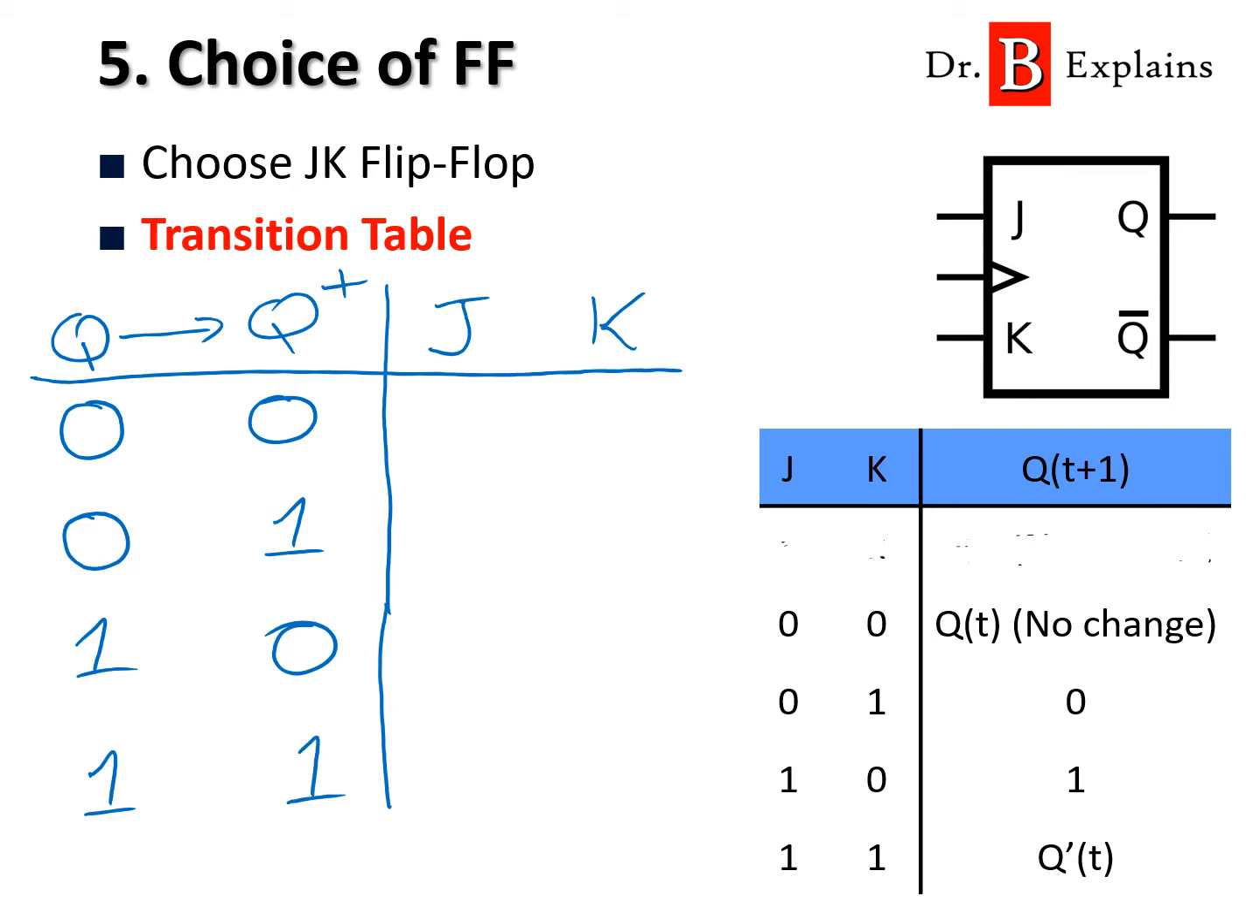These are the possible transitions. I have a 0 and I want to have a 1 in the next one. So let's just look at the first example. If I want to go from a 0 to a 0, I look at my characteristic table. I'm going to look at the characteristic table.